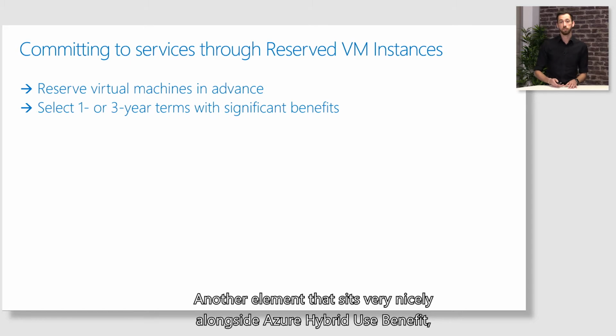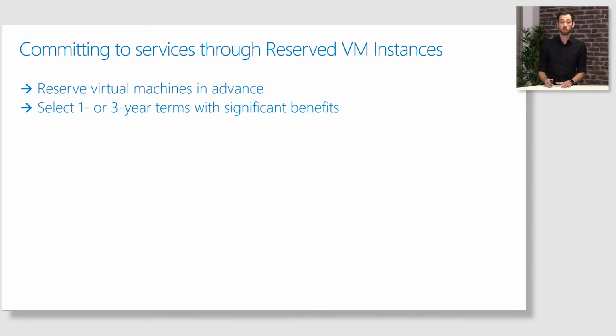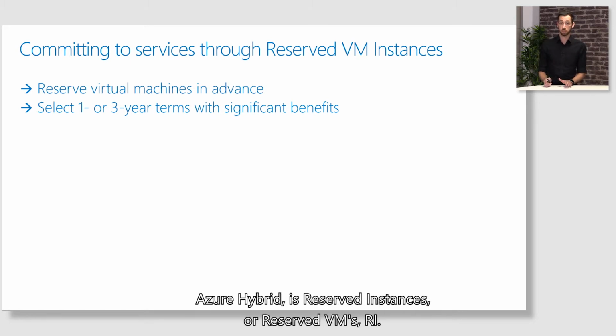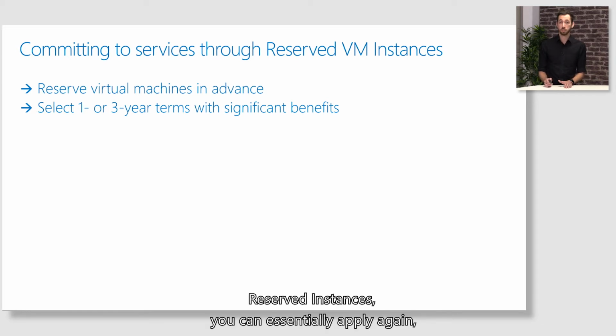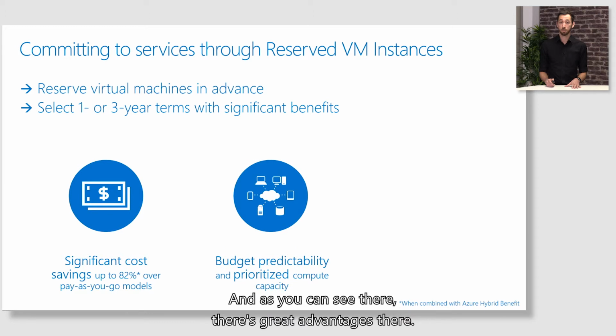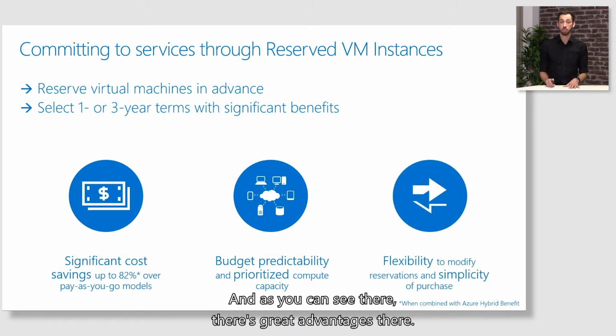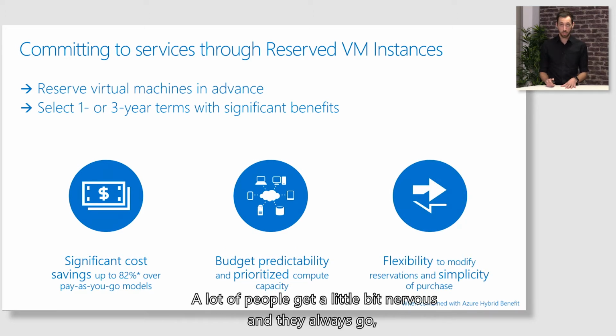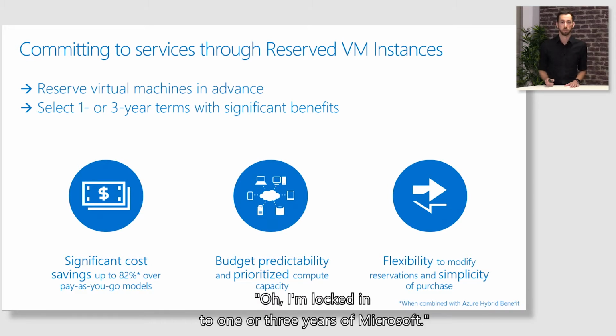Another element that sits very nicely alongside Azure Hybrid Use Benefit is reserved instances, or reserved VMs, RI. You can apply reserved instances via the portal, via subscription. You can apply it for 1 year or 3 years at the moment, and that reduces the run cost of your instances. As you can see, there are great advantages there. There's flexibility. A lot of people get nervous and go, oh, I'm locking into 1 or 3 years with Microsoft. That's not the case. These are flexible contracts.